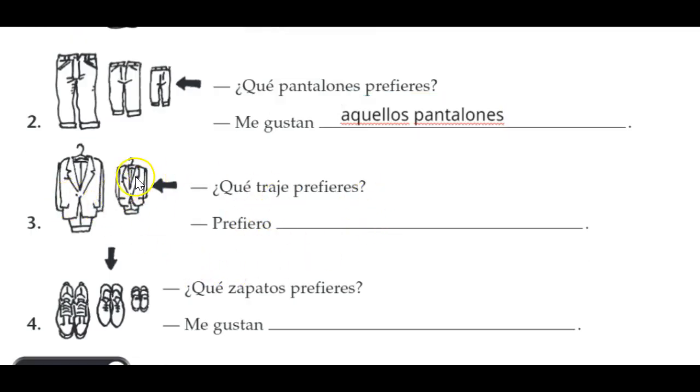Traje is a suit, right? ¿Qué traje prefieres? And there's only 2 to choose from here. ¿Qué traje prefieres? Prefiero. Looks like we're just going to use that one instead of that one over there. So prefiero ese traje. I prefer that suit right there. Not aquel, of course, but ese. Ese, meaning that it's closer to the person that you're speaking to.